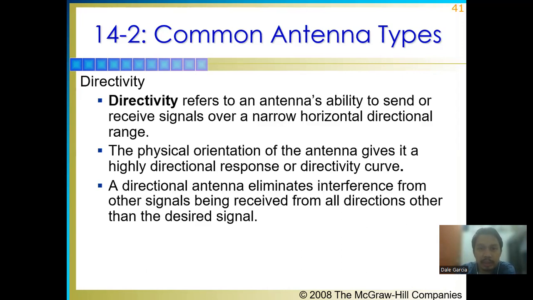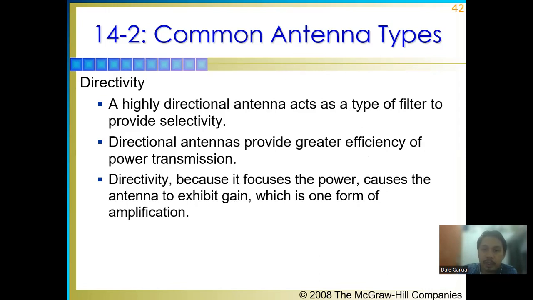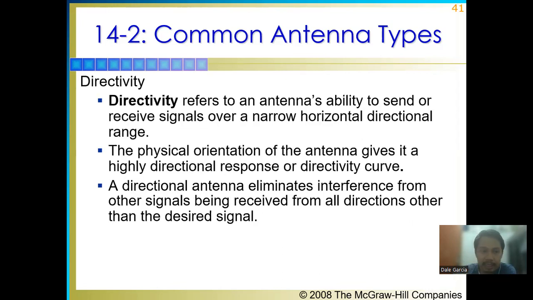Directivity. Okay, the first is the antenna's ability to send or receive signals over a narrow, horizontal, or directional range. This is the partner concept to gain, directivity. The physical orientation of the antenna gives it a highly directional response, or a directivity curve, directed only at a specific direction. So it doesn't mean, for example, the antenna.